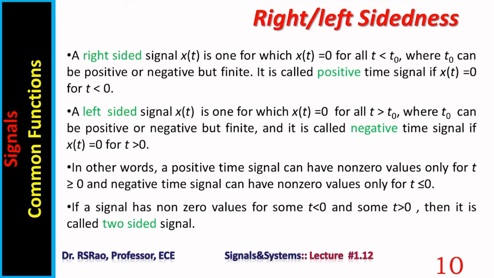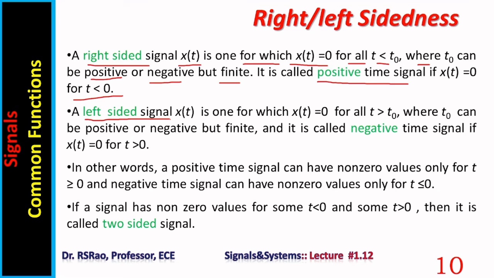Now, some more information regarding signals, regarding their sidedness. A right-sided signal x of t is one for which x of t is 0 for all t less than t naught, where t naught can be positive or negative but finite. It is called a positive time signal if x of t is 0 for t less than 0. Sidedness is being described here with respect to continuous time signals. The same ideas apply to discrete time also.